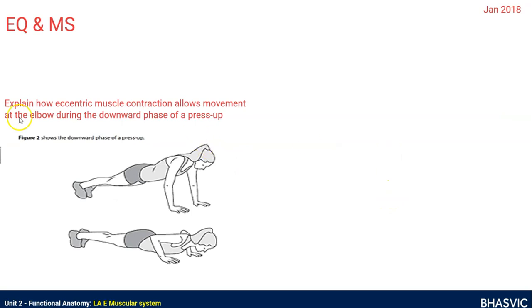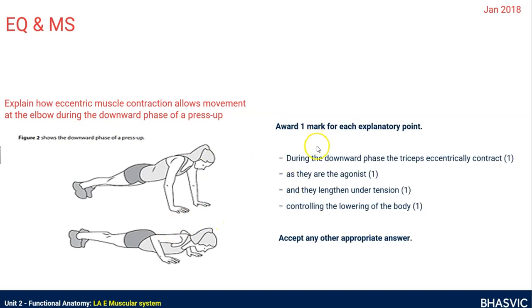Here's another example. Explain how eccentric contraction allows movement at the elbow joint during the downward phase. Downward phase, they've told you it's eccentric contraction for the press up at the elbow joint. So we know it's going to be triceps brachii. Here's our answer. During the downward phase, the triceps eccentrically contract. They are the agonist. They lengthen under tension and they control the lowering body. And then we have it.